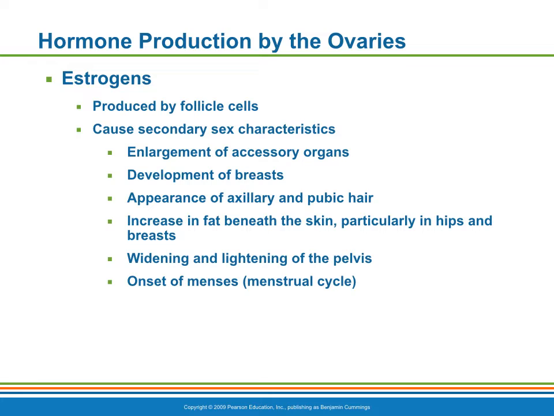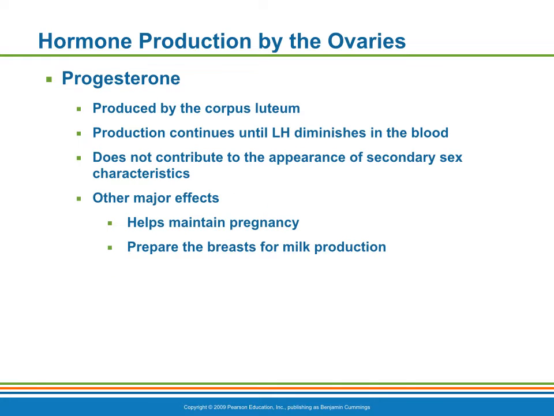The hormones that are produced by the ovaries are estrogen and progesterone. The estrogens are produced by the follicle cells. They cause secondary sex characteristics: the enlargement of accessory organs, the development of breasts, the appearance of pubic hair, fat beneath the skin, and widening and lightening of the pelvis, all of those things in order to provide for pregnancy. Then we have progesterone.